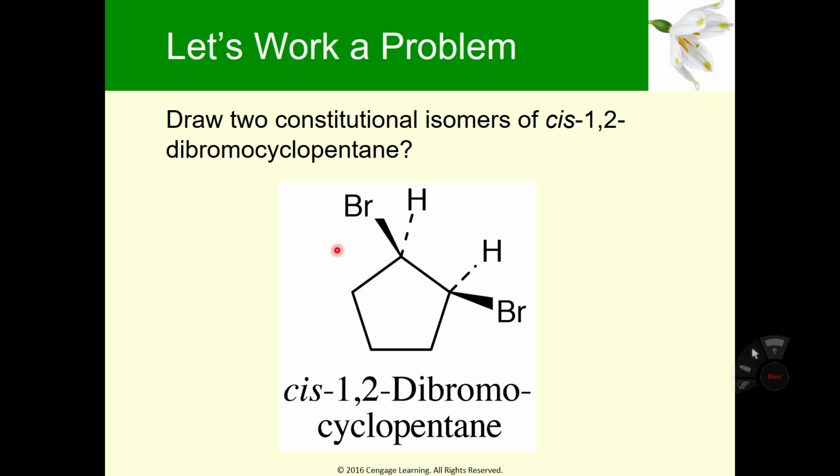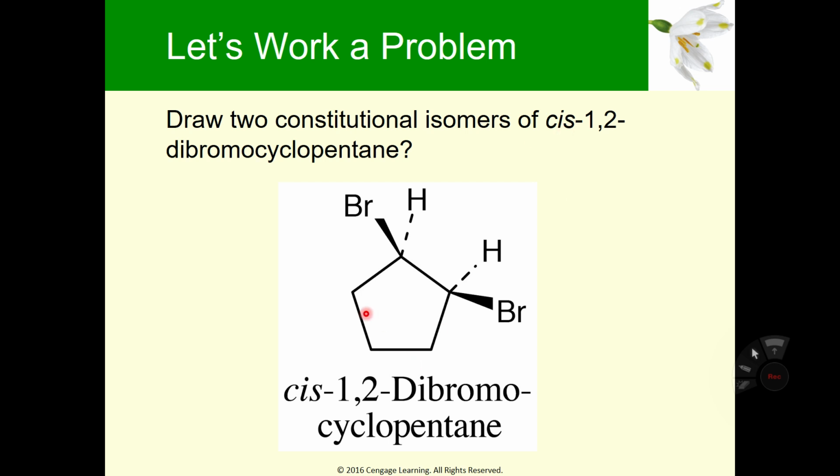Draw two constitutional isomers of cis-1,2-dibromocyclopentane. Okay, here you have to draw constitutional isomers, all right? We can easily tell the stereoisomer of this compound: the other stereoisomer will be trans-1,2-dibromocyclopentane. But the question asks us for the constitutional isomers. Constitutional isomers means you have to break a bond to make the other isomers.